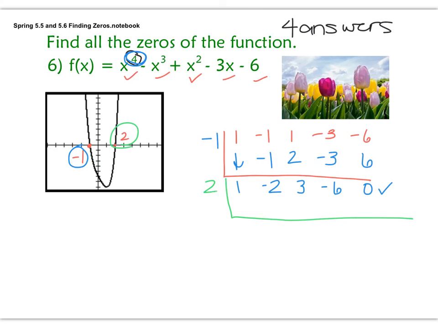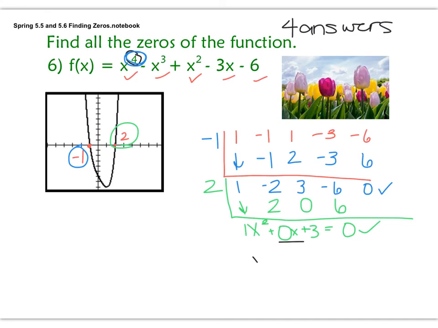So we'll go ahead and do synthetic again, this time using my 2. So drop down the 1. 2 times 1 is 2. -2 and 2 is 0. 2 times 0 is 0. Add 3 and 0 is 3. Multiply 2 times 3 is 6. And that gives me 0. I know I'm good. So that one worked. So I started x to the fourth, I did synthetic twice, so I'm down to an x squared plus 0x plus 3 equals 0. So now I need to look to solve this.